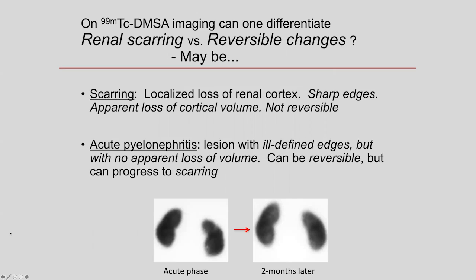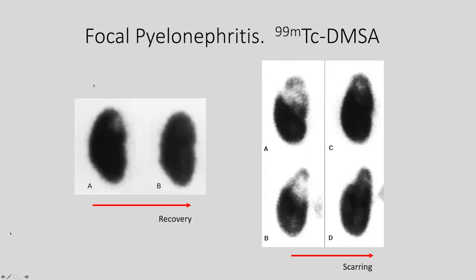The question that has been asked is, can we, doing the MSA scanning, differentiate renal scarring versus reversible changes? It may be possible in some cases. In the case of scarring, there is a clearly localized loss of renal cortex, with sharp edges, there's an apparent loss of cortical volume, and it's not reversible. So one can be pretty confident in that case that this is a scar.